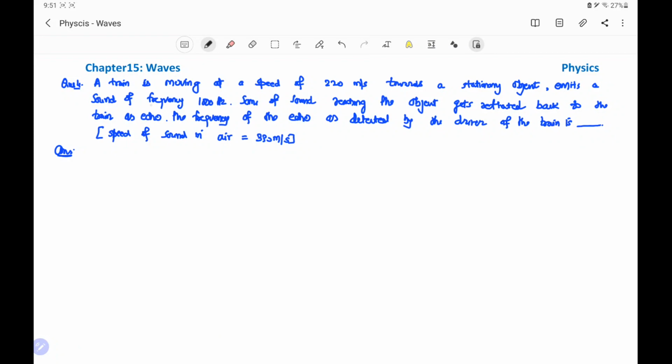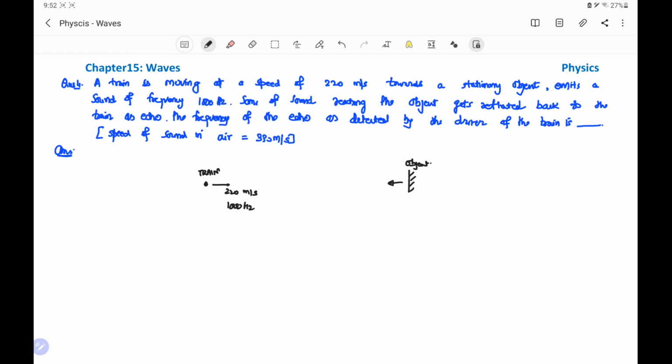Next question is, a train is moving at a speed of 220 meter per second towards a stationary object, emitting a sound of frequency 1000 Hz. This is the train, which is moving at a speed of 220 meter per second towards an object, and the emitted sound has a frequency 1000 Hz. This sound, when reaching the object, reflects back and returns towards the train.